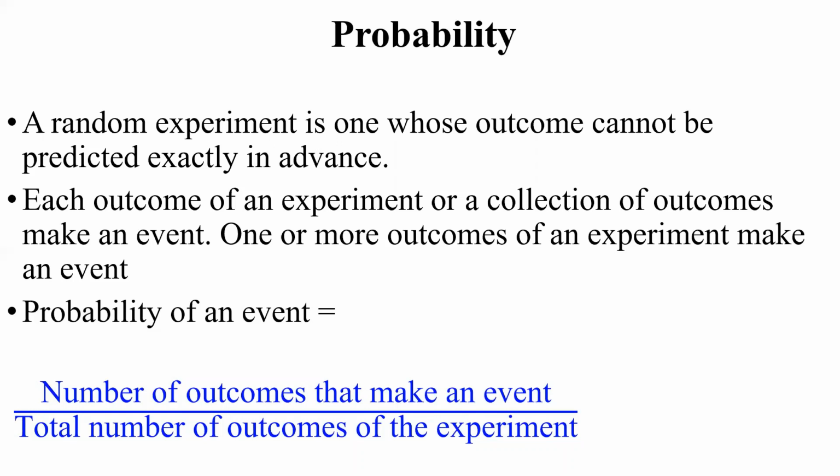Here probability means we are calculating the chances. We know that when we are throwing a dice, there are chances of getting the number 4. But how many chances are there? Then it is called probability. So calculating the chances is called probability of an event.